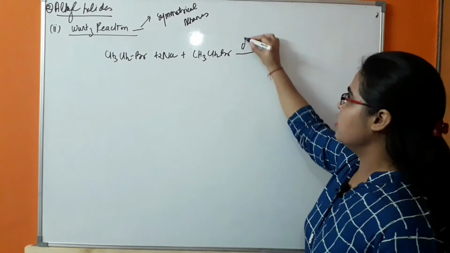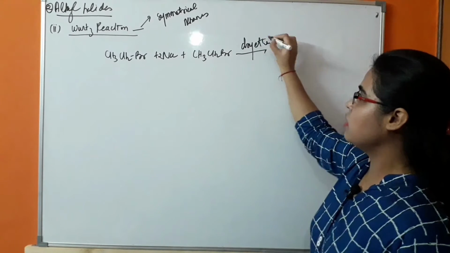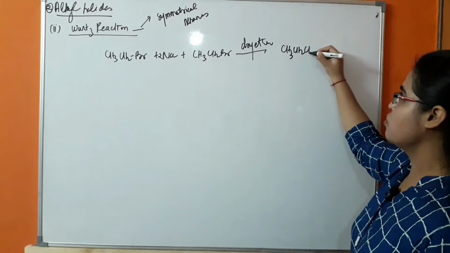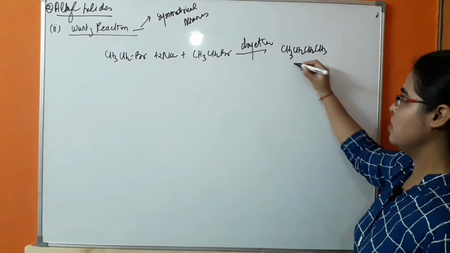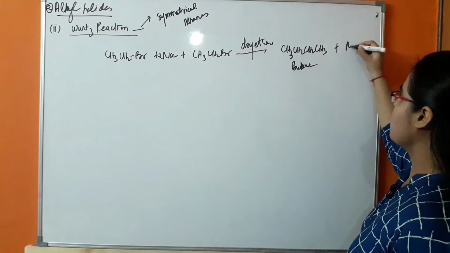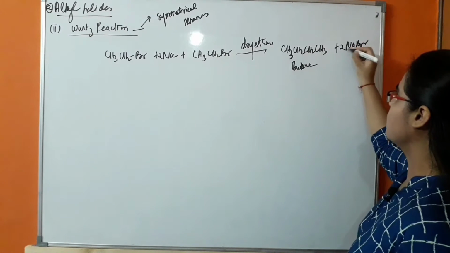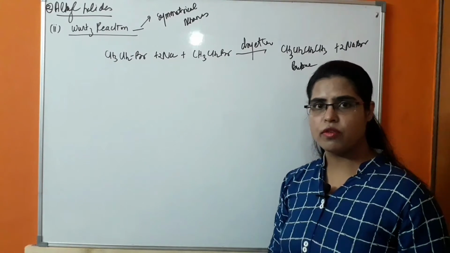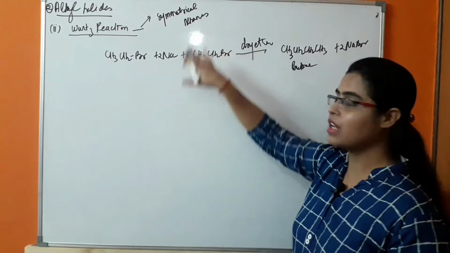In the presence of dry ether, there will be a formation of CH3CH2CH2CH3. This is butane. Okay? And the byproduct will be NaBr. So this reaction is very useful for the preparation of symmetrical alkanes.